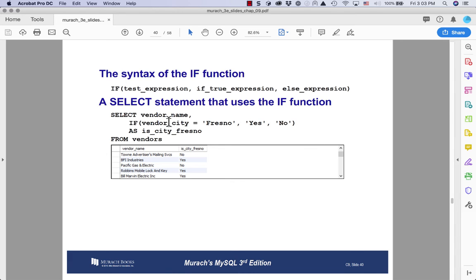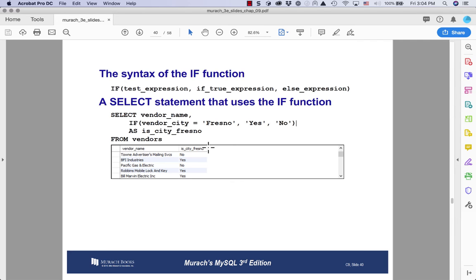And here they said if the vendor city is equal to Fresno, then yes, otherwise no. And so they call this column is city Fresno. So not as powerful as even the simple case, but there are a lot of cases where you know you're controlling the values, and this is a really quick way to interpret the values. Again, I would not use this to avoid a lookup table that I already have.